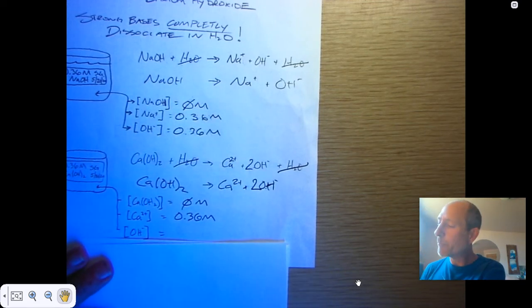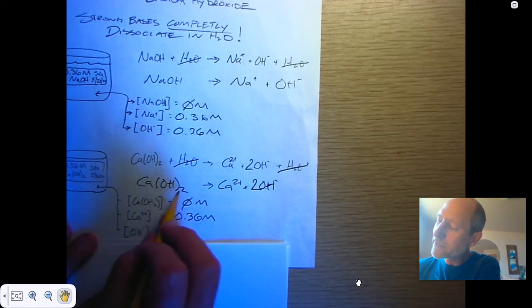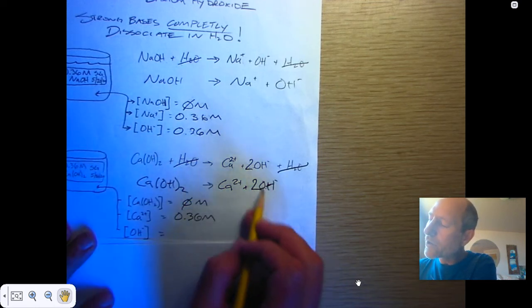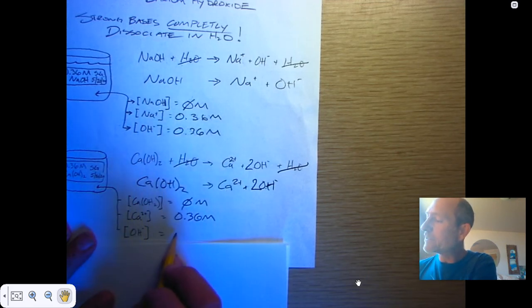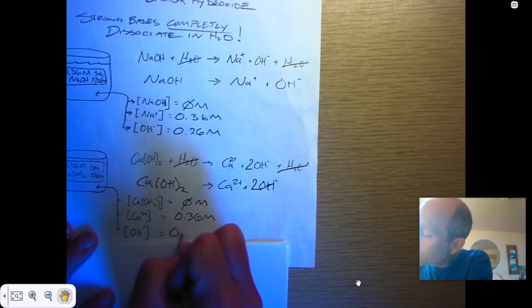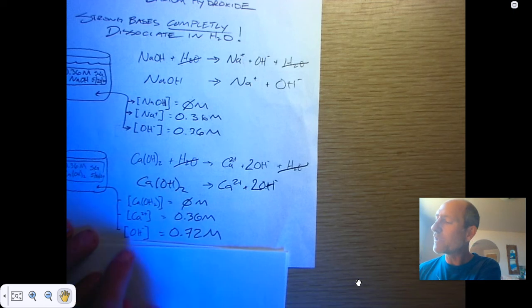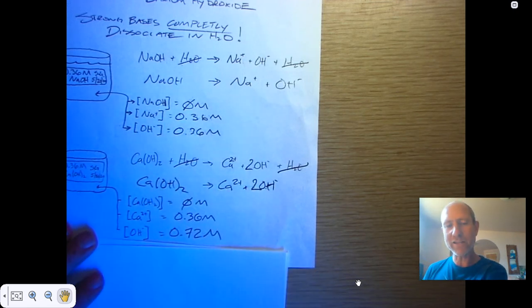Yeah. But the concentration of hydroxide ions, because there's 2 hydroxide ions for every calcium hydroxide, there's 2 hydroxide ions for every calcium ion, you're going to have double that. So that's going to be 0.72 molar. It's double. You have 2 hydroxide ions for every calcium ion.